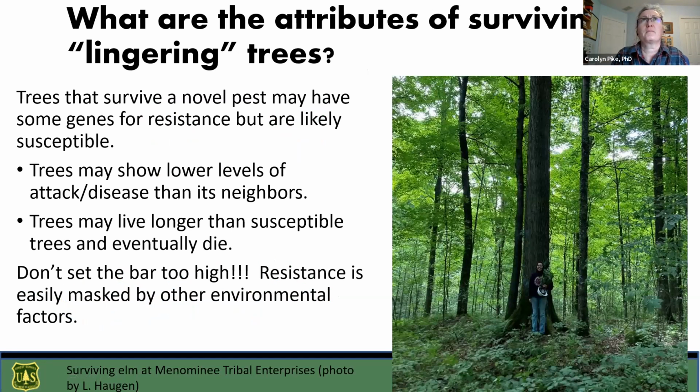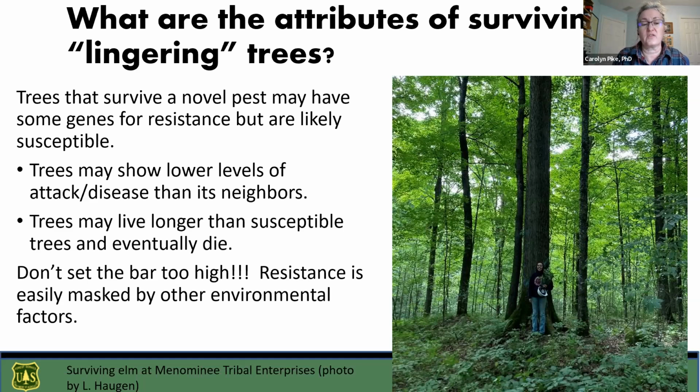But what's also important, especially for our partners to understand, because they're going to be really critical in helping us to find these trees, is that the attributes of a lingering surviving tree are going to vary by species. Trees that survive a novel pest like emerald ash borer are going to have some genes for resistance, but they're going to be pretty highly susceptible still. So what does a lingering tree look like? It may show lower levels of attack or disease than its neighbors. It may also live a little bit longer than susceptible trees, but it may eventually die. That doesn't mean, oh well, we lost. It just means that maybe the resistance mechanism was having it live a little bit longer. I think it's really important that we don't set the bar too high on these trees.